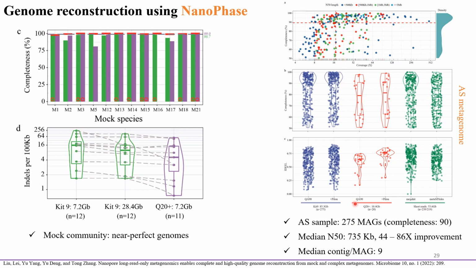The median N50 of these recovered MAGs is more than 700 kilobase pairs, which means a tens-of-fold improvement compared to the traditional short-read-based MAGs. Remarkably, we also noticed that the median contig number in each MAG was 9, indicating long reads greatly close the genome gaps and help to recover near-complete genomes.